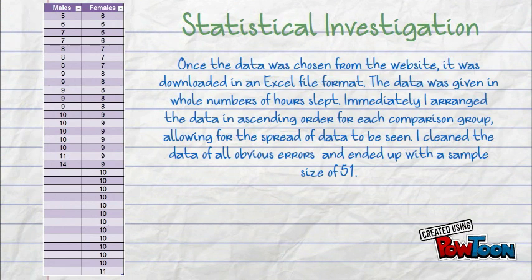Once the data was chosen from the website, it was downloaded in an Excel file. The data was given in whole numbers of hours slept. Immediately I arranged the data in ascending order for each comparison group, allowing for the spread of data to be seen. I cleaned the data of all obvious areas and ended up with a sample size of 51.